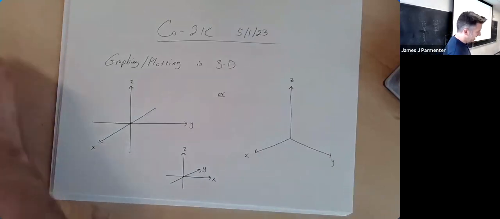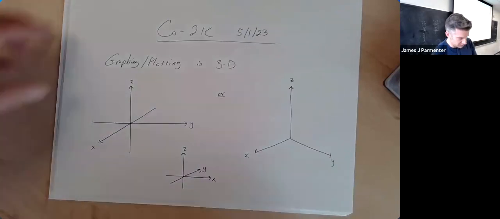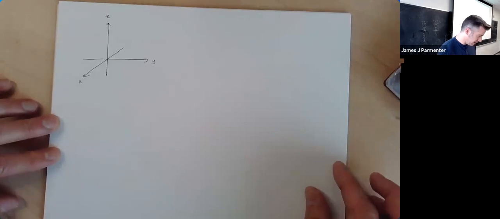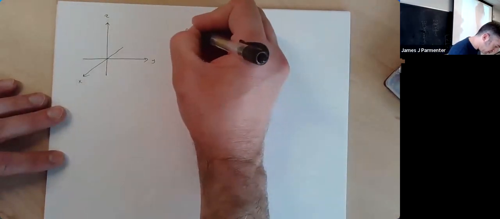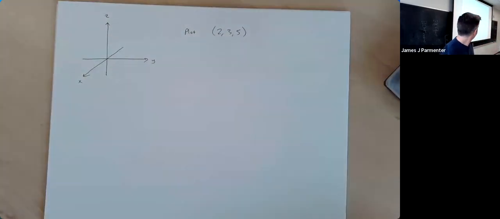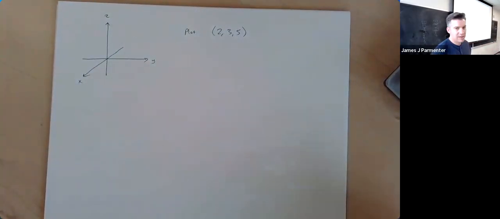All right, so how to plot things in 3 dimensions? Well, it's kind of boring, I'm not going to lie. It doesn't feel very exciting to plot points in 3 dimensions, but we should still talk about how to do it because it is sometimes useful or necessary. So here's my XYZ coordinate system, and let's say we want to plot the point (2, 3, 5).